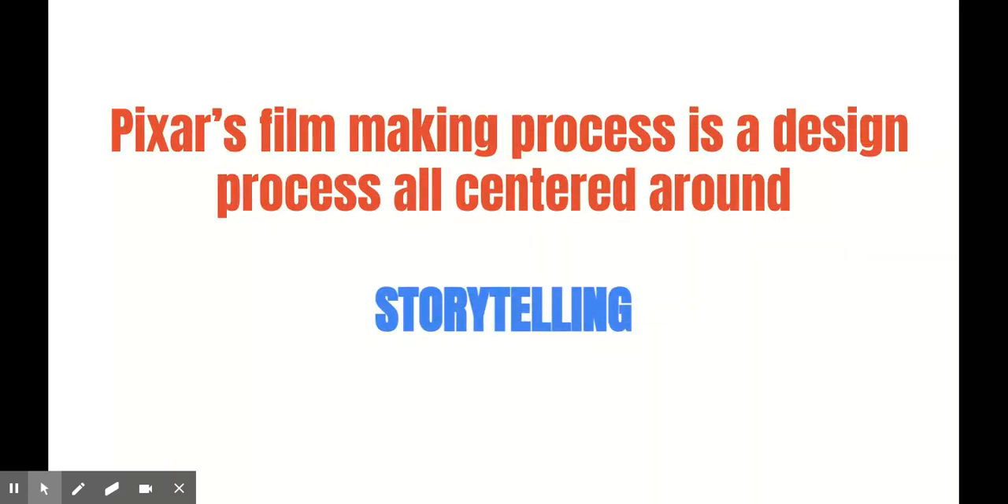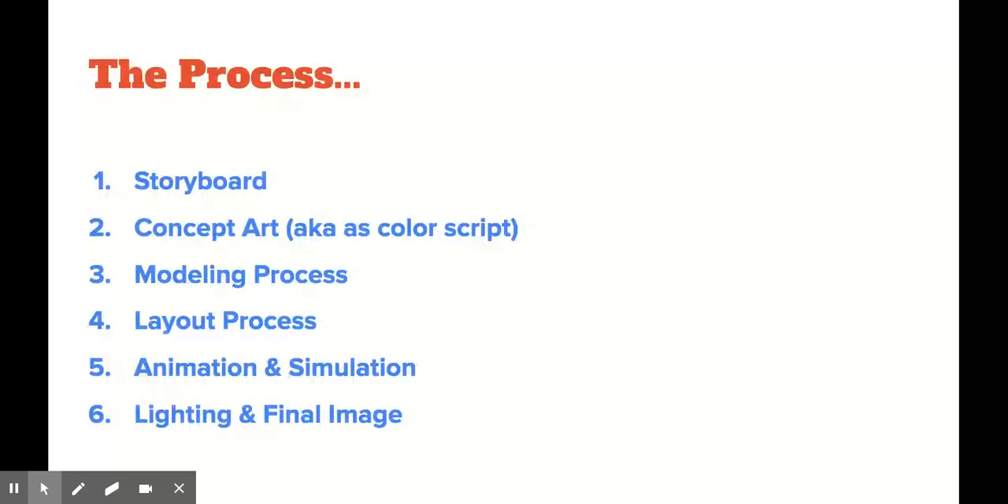Pixar's filmmaking process is a design process all centered around storytelling. So here's the process of how Disney Pixar films are made. First, a storyboard is needed. Second, concept art, which is also known as the color script. Third is the modeling process. Fourth is the layout process. Fifth is animation and simulation. And sixth is all about the lighting and the final image.